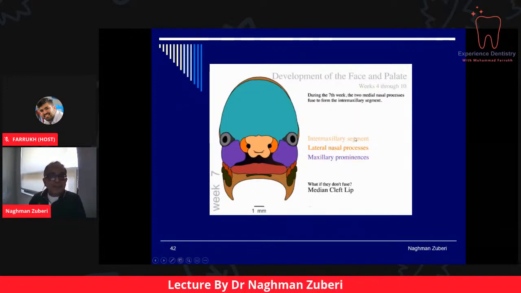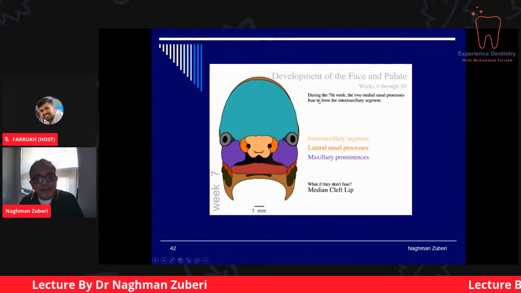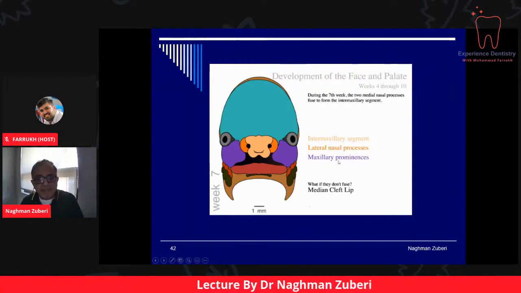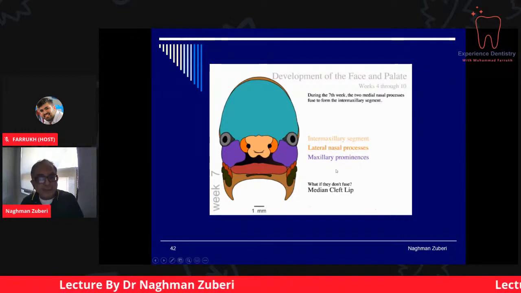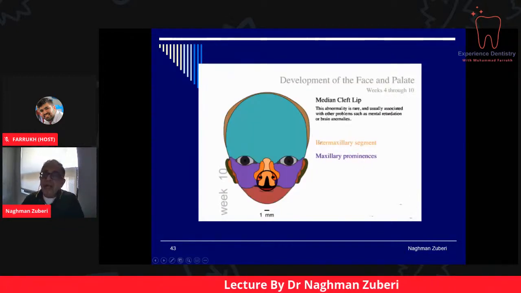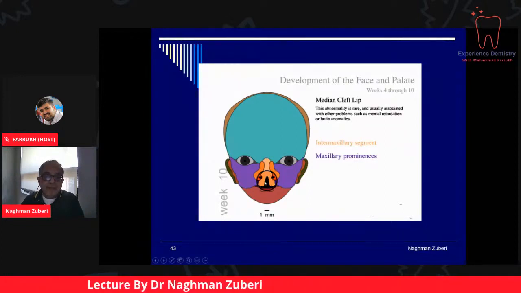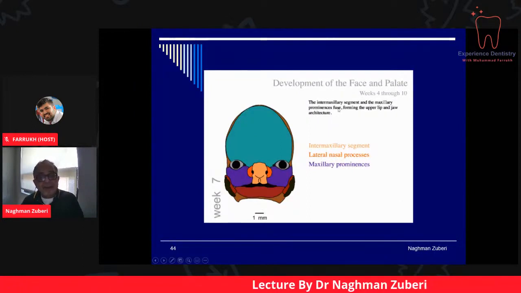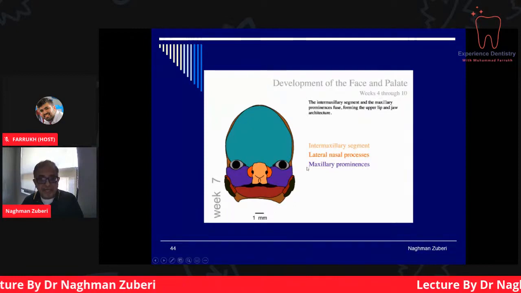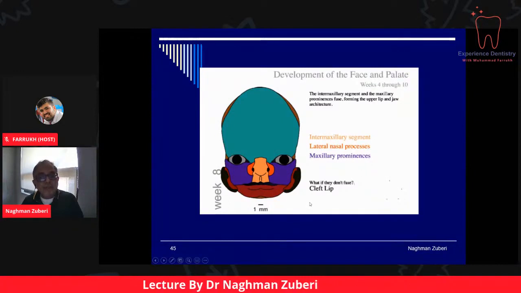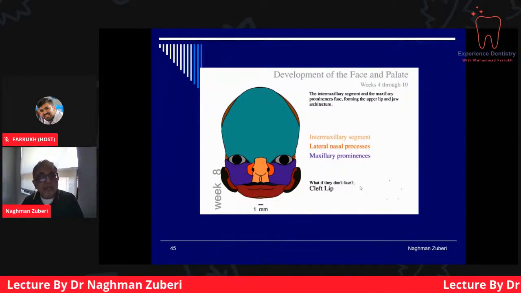During the 7th week, the two medial nasal processes fuse to form the intermaxillary segment. If the lateral nasal prominence and the maxillary prominence do not fuse, there will be a median cleft lip. The intermaxillary segment and the maxillary prominences fuse, forming the upper lip and jaw architecture. What if the lateral nasal prominence and the maxillary prominence do not fuse? There will be cleft lip.